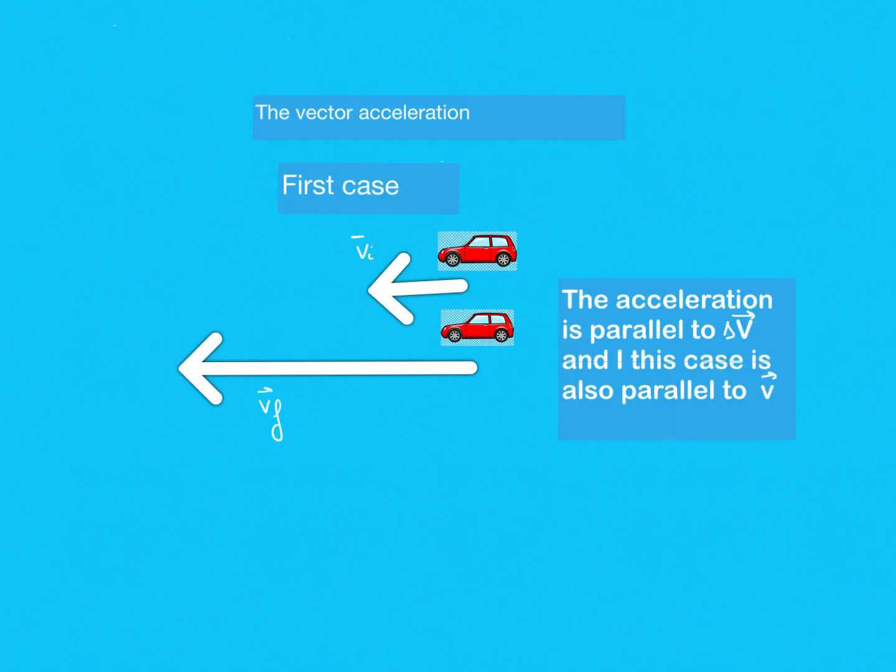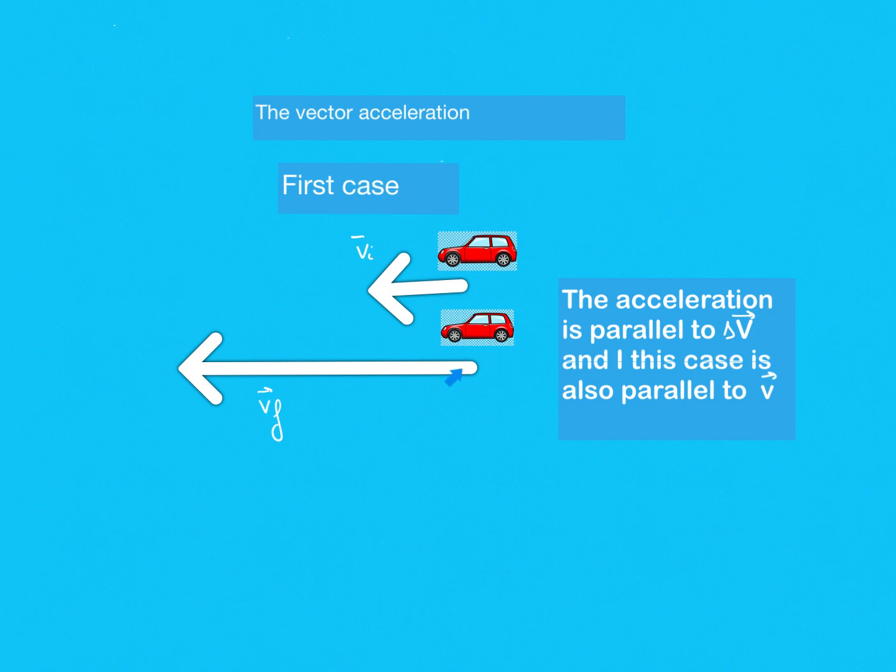So, first case for the vector acceleration, to just insist: vector acceleration doesn't mean that because there is no change in the magnitude of the velocity, there is no acceleration. Acceleration means that if there is a change in the vector velocity, then there is an acceleration. So imagine two objects, two cars. One is going at an initial velocity, it's the same car. One is going at this velocity.